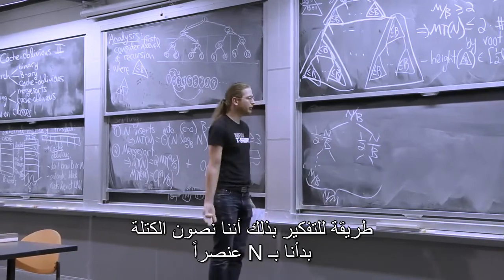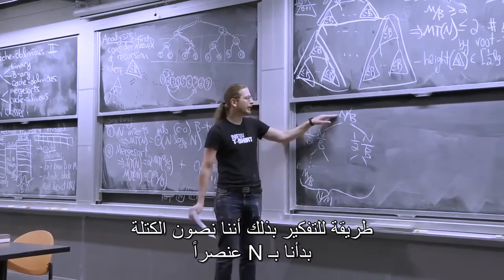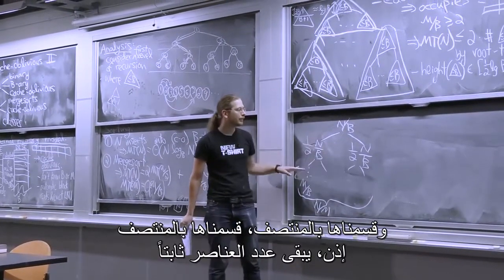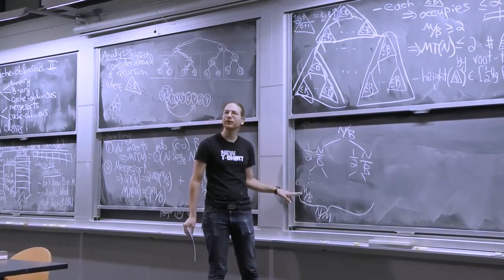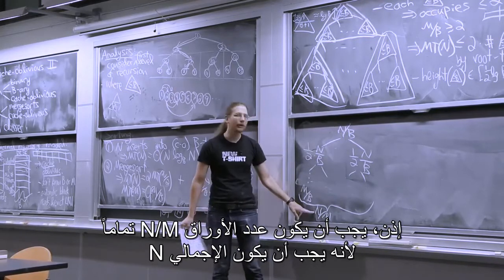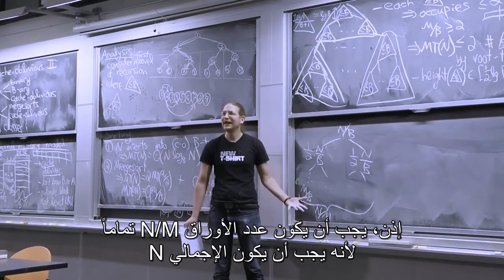One way to think about it is we're conserving mass. We started with n items, split it in half, split it in half. So the number of items is remaining fixed. Then at the bottom, we have m items. And so the number of leaves has to be exactly n over m, because the total should be n.